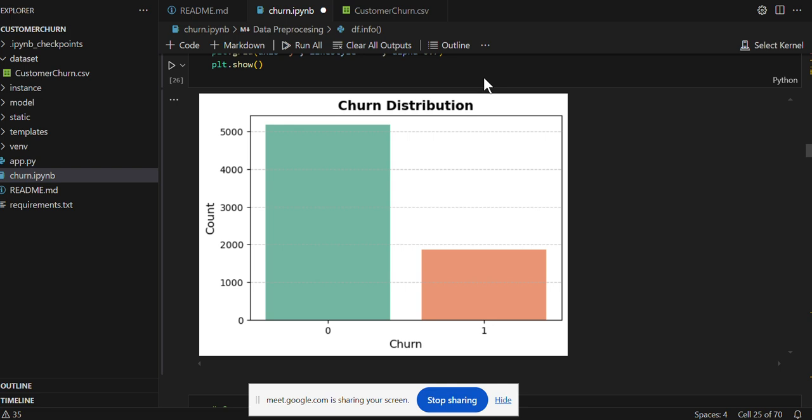In the data set, we are saying that 5,000 plus of them have no churn, because zero is no.